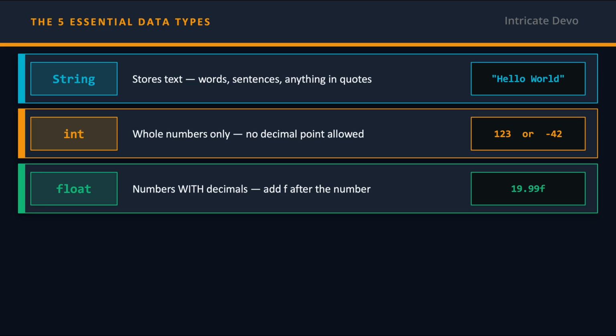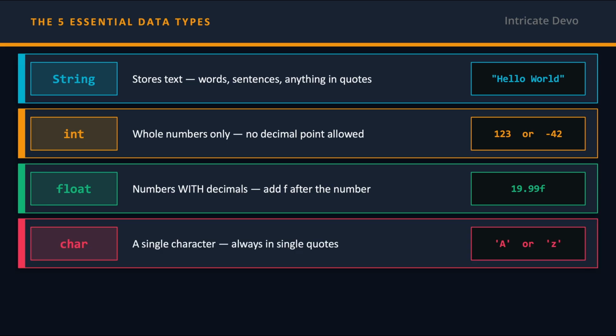Here's a common gotcha. In Java, you must add a lowercase f after the number. So it's 19.99f, not just 19.99. Without the f, Java assumes it's a double, a more precise decimal type. Example: float price = 19.99f;.